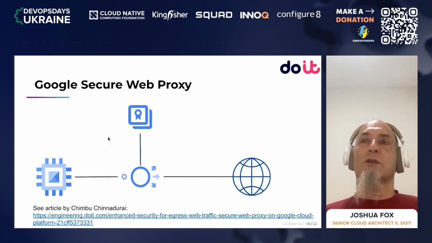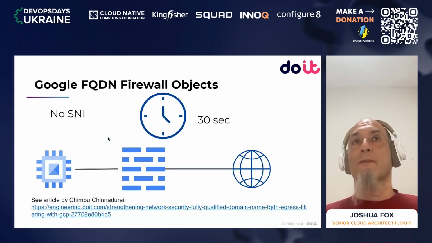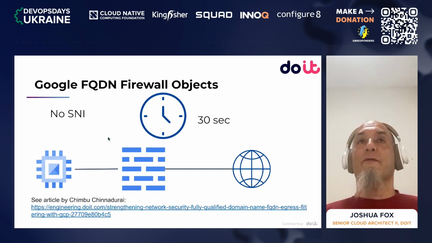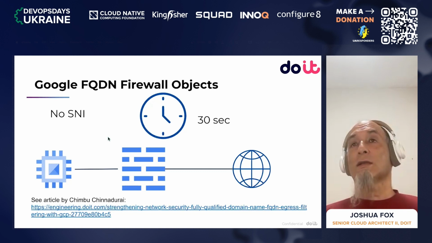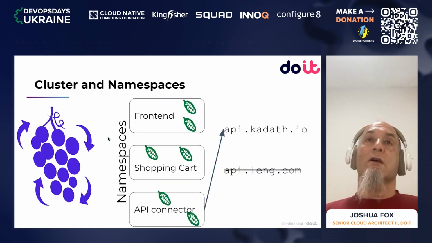Google has a new product, the Secure Web Proxy. You give it the certificate, and it looks inside the encrypted traffic, and it can do egress control by domain. Read the article by my colleague, Chimbu Chinadurai. Or you can use another new feature, FQDN firewall objects in Google. It does not use SNI, it does not look into the packets, but it is less expensive, and it does do this continual updating of IP addresses.